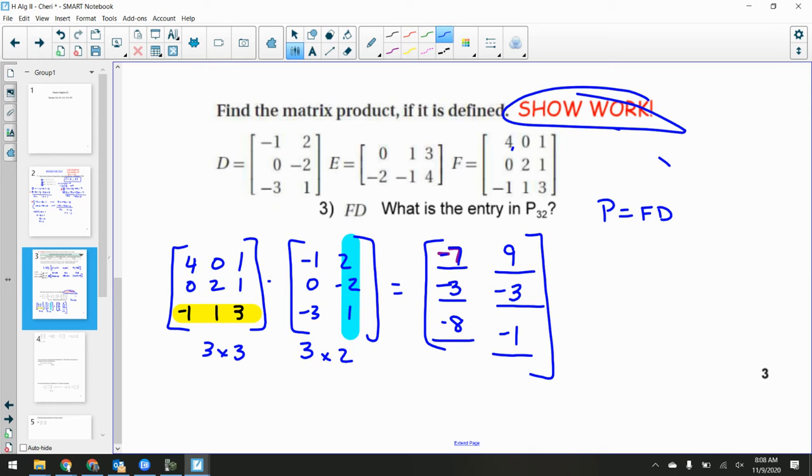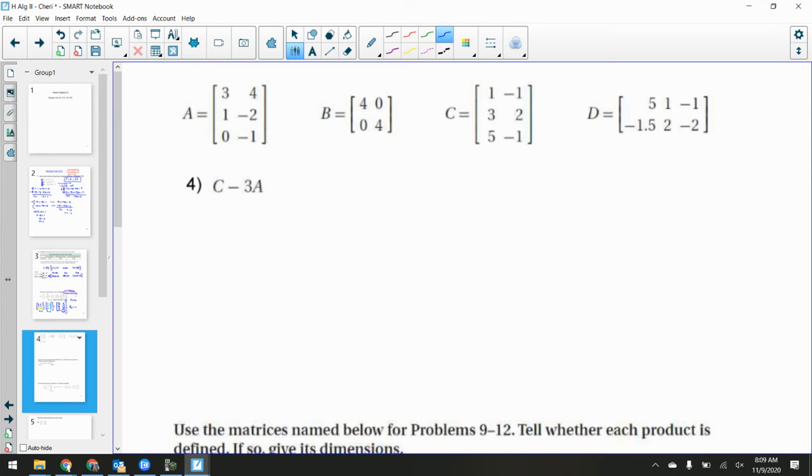Okay, what is entry P32? Remember, what does that mean? That means this is location row 3, column 2. P32 is negative 1. Should be a lowercase p, but I won't be exact. Questions about that? Okay, let's keep it rolling then.